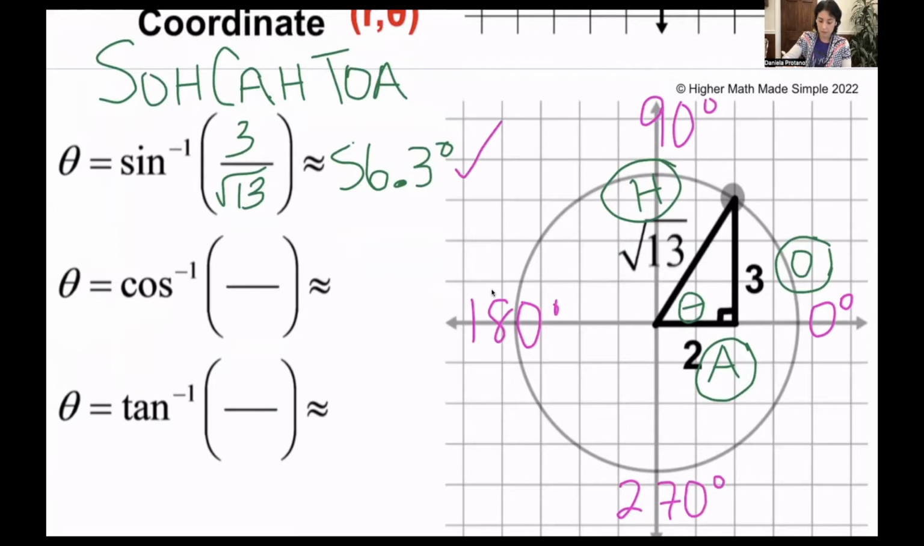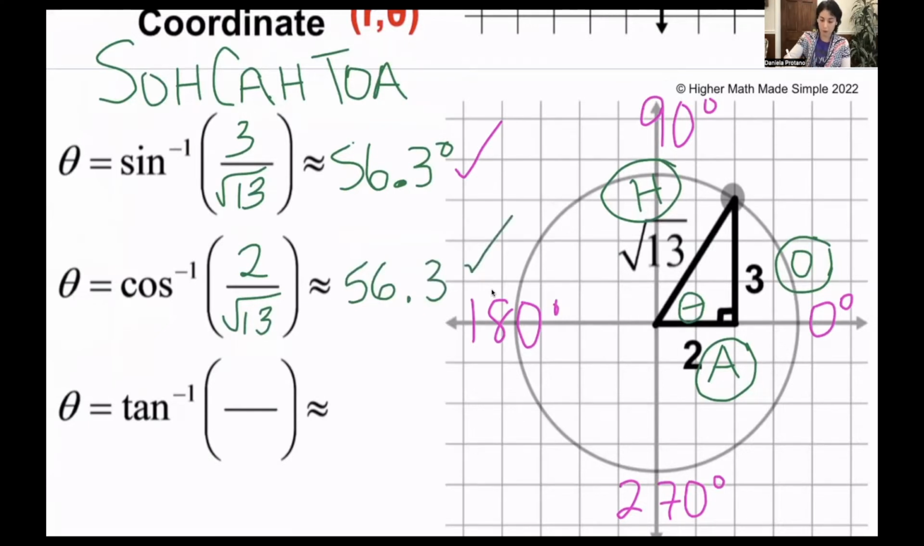Okay, so let's do the arccosine. That would be the adjacent, which is 2, divided by the hypotenuse, which is the square root of 13. If you do the arccosine of that ratio, surprise, surprise, you would also get the same answer. So you could technically use arccosine as well.